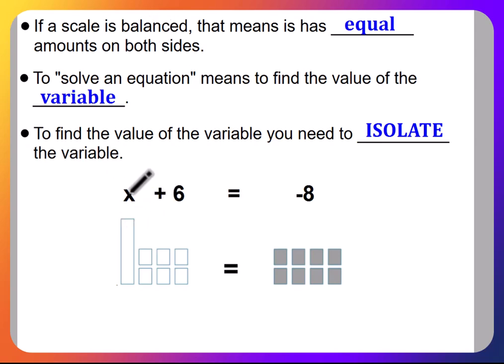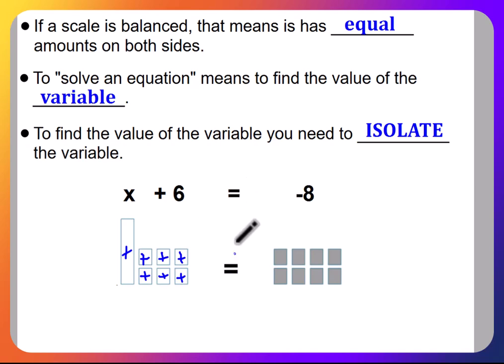Let's model the equation. Here's our x. There's only one x, so we only need one algebra tile. One x tile, and it is positive. And then we have 6 positive unit tiles. So here are 6 positive unit tiles.